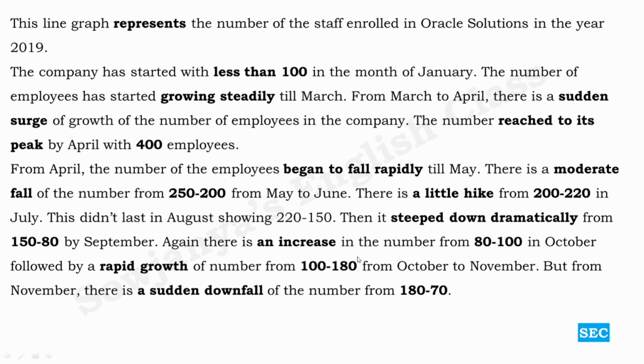Again, there is an increase in the number from 80 to 100 in October, followed by a rapid growth of number from 100 to 180 from October to November. So, we have mentioned 2 points over here. First thing is, there is an increase in the number from 80 to 100, and then followed by a rapid growth of number from 100 to 180 from October to November.